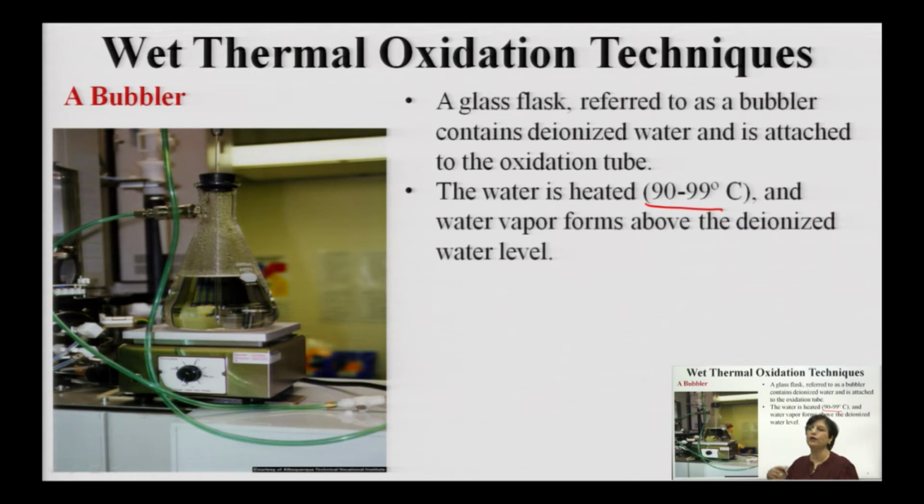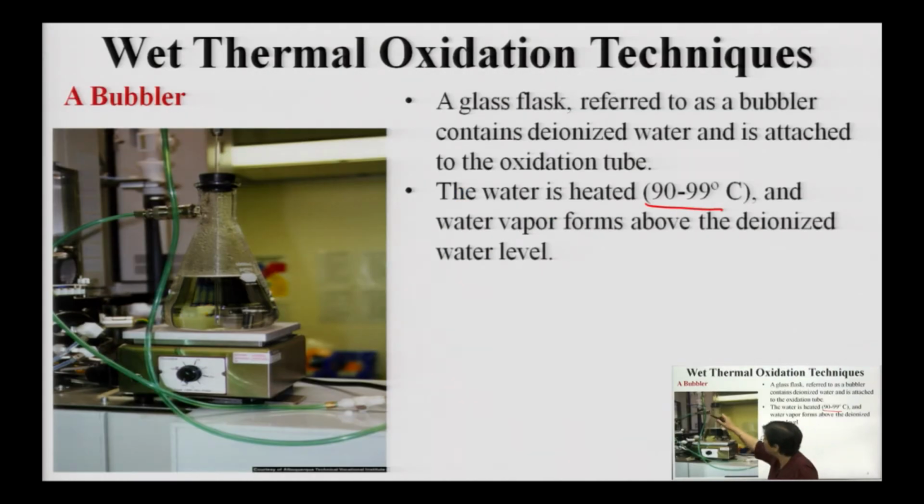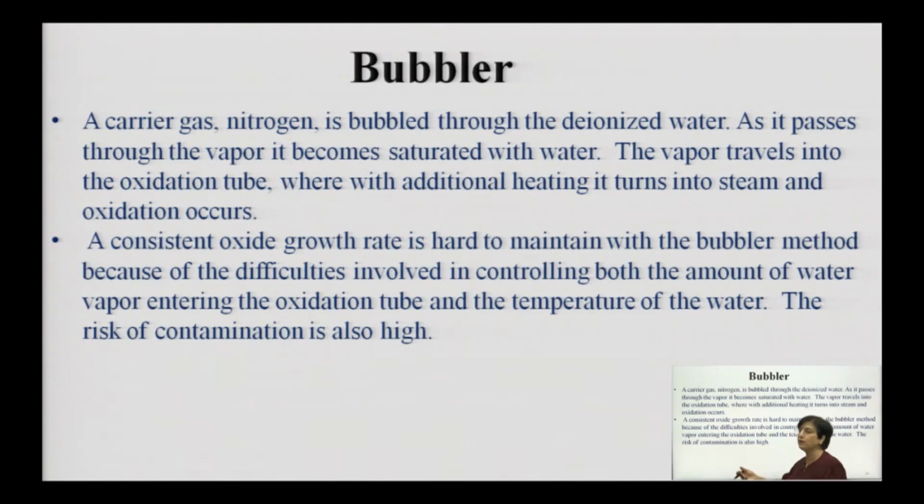So, you convert the water into vapors, and those vapors are made to flow over the wafer substrate. The carrier gas will be nitrogen, which will allow those water vapors to flow over this particular substrate, thereby producing the oxide growth. This vapor becomes saturated with water and travels into the oxidation tube, where additional heating will also happen. This is the tube through which the vapor will be flowing. This is basically a simple demonstration kind of thing. It is not commercially used, but this is the general process which is incorporated.